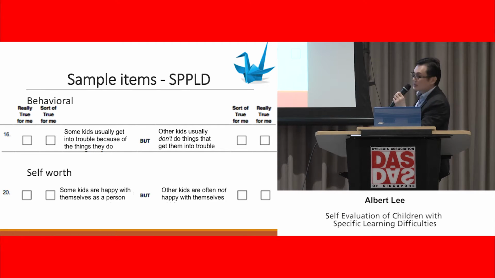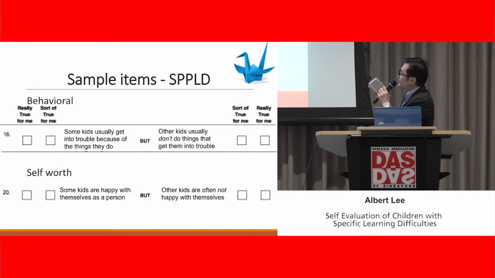Okay, let's look at the first sample question. Under behavioral, some kids usually get into trouble because of the things they do. But other kids usually don't do things that get them into trouble. So the kids have to decide which of these two statements is more true for them. So let's assume they feel that the first part of the statement, some kids usually get into trouble because of the things they do, is true. Now the question is, is it really true for me, or is it sort of true for me? Once they've decided, they'll make a tick.